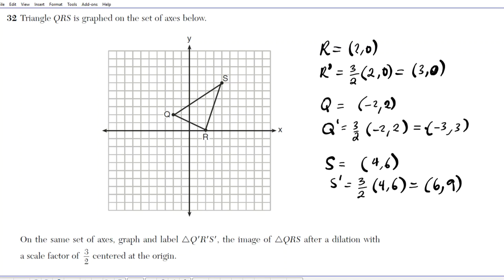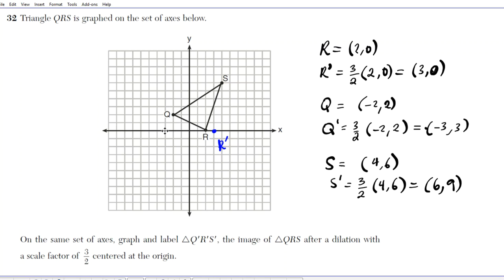Okay, so we are asked to graph it on the same axes, so let's go ahead and do that. I'm going to make it blue, okay? So R prime is 3, 0, right there. That's R prime. Q prime is negative 3, 3.